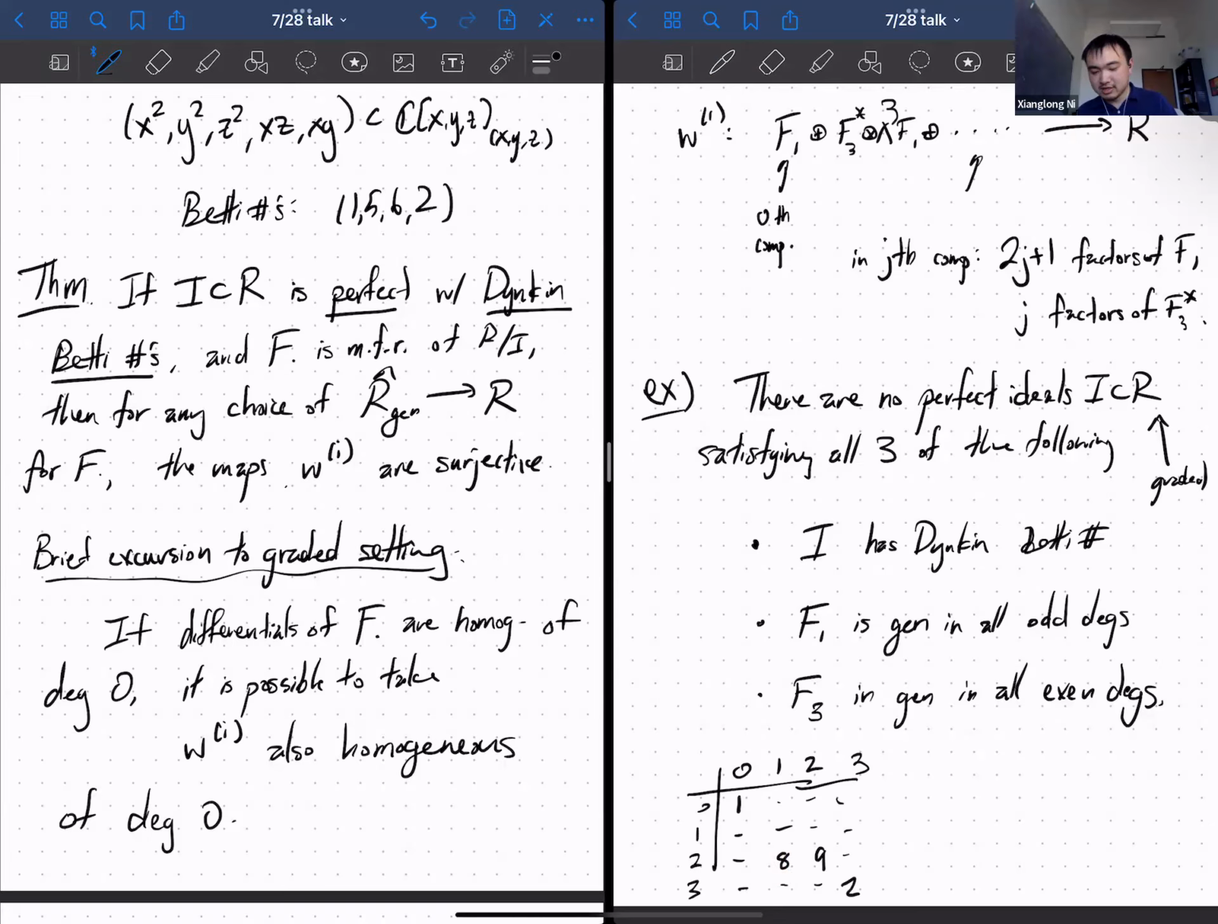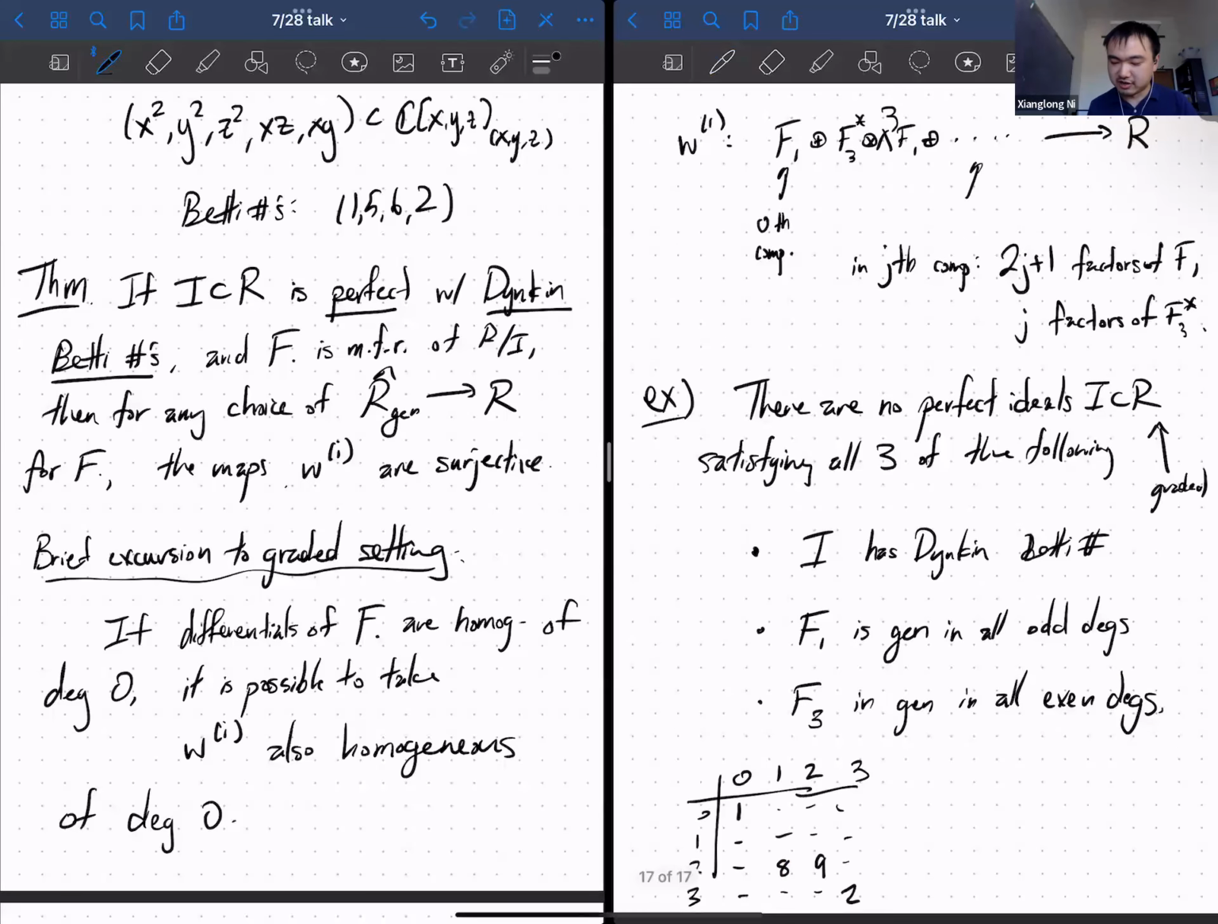Right? So why is this true? Well, it's because if you have these degree constraints on F1 and F3, then all of these components are generated in odd degrees. So just by degree considerations, it would be possible to define a higher structure map that's equal to 0 mod m. But that would be in contradiction with the previous theorem. So this somewhat technical-seeming result on the surjectivity of structure maps gives some amusing consequences in the graded setting, just by observing that in certain situations you're forced to have the structure maps be in the maximal ideal by degree considerations.